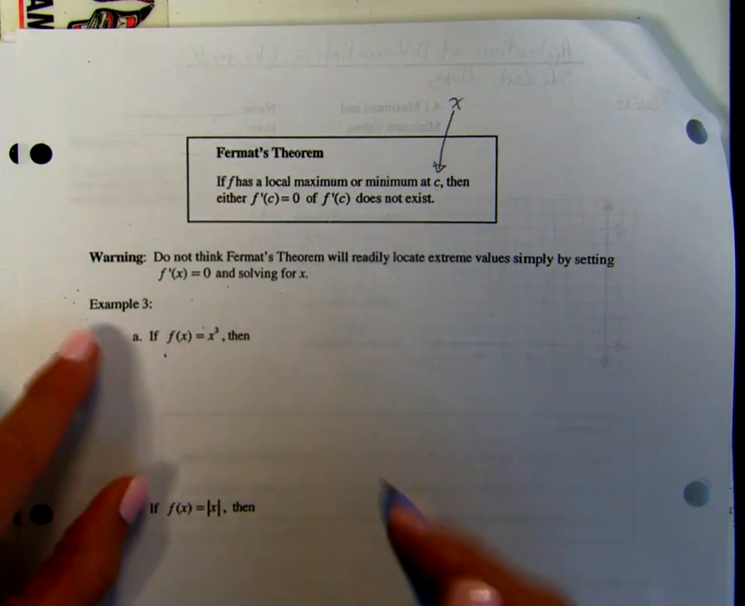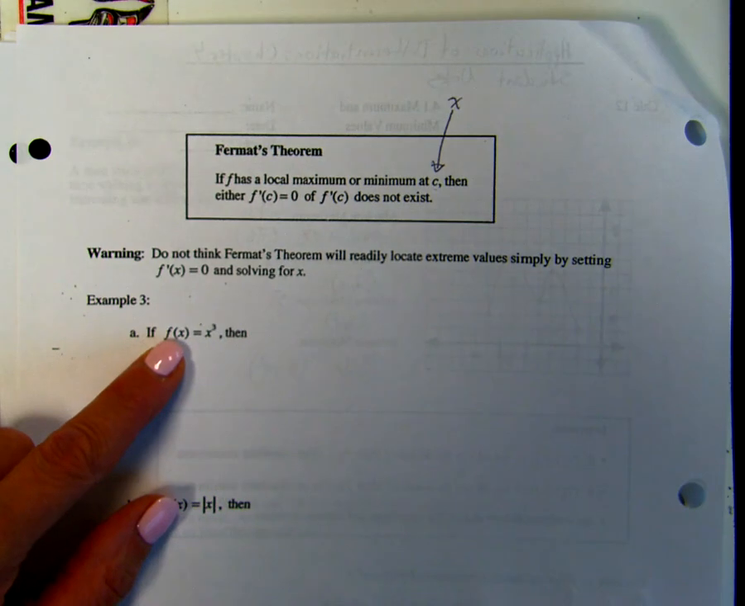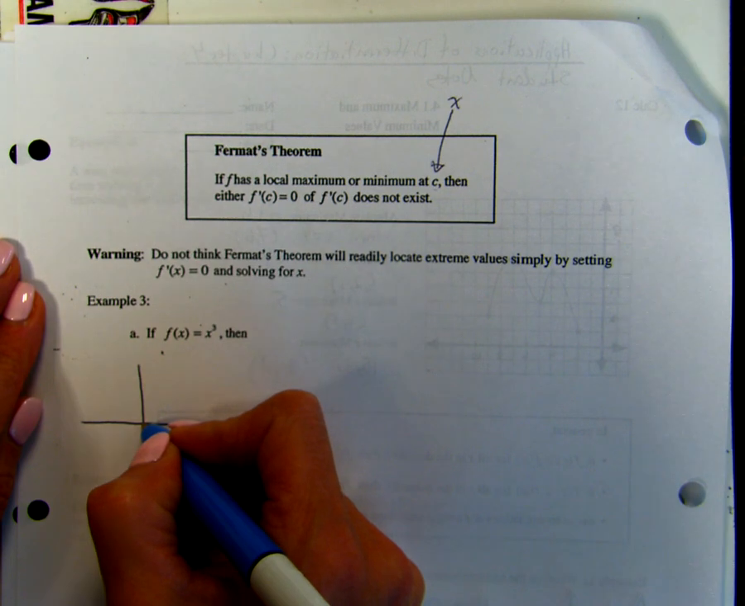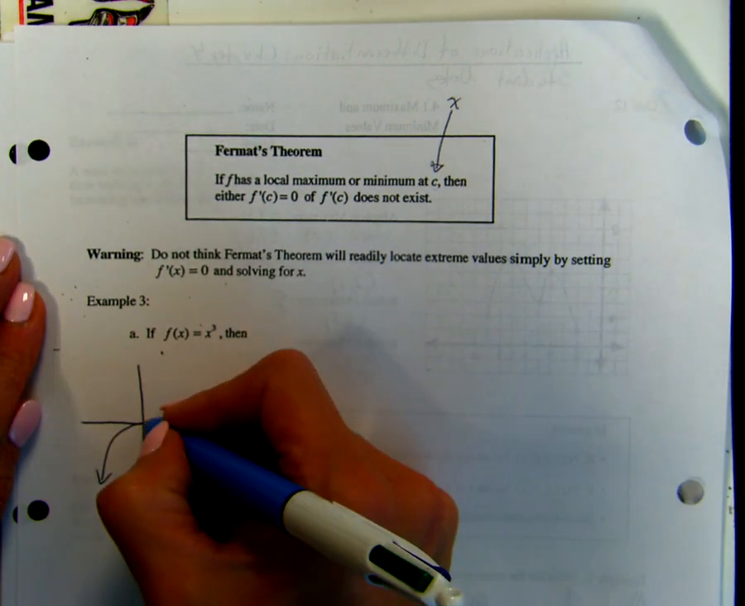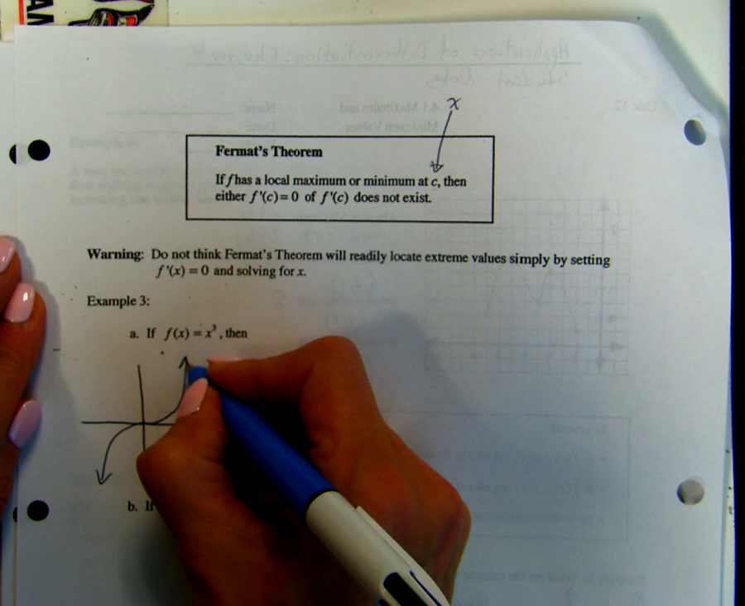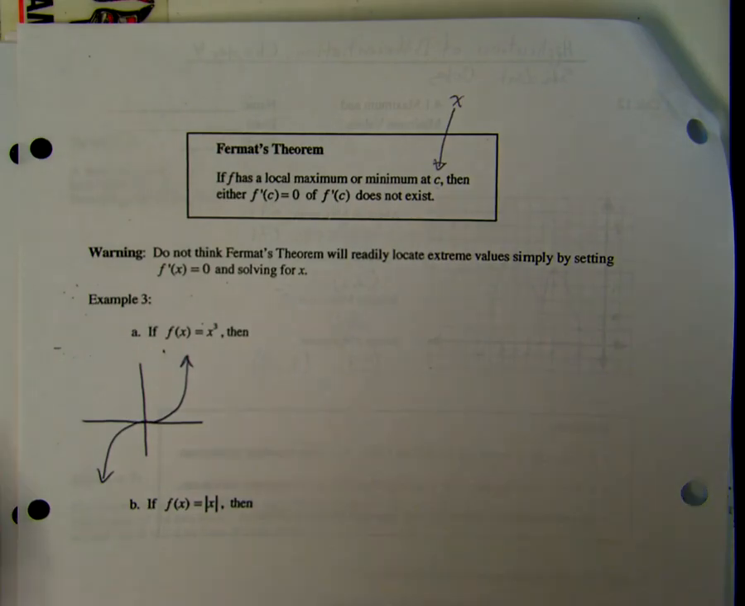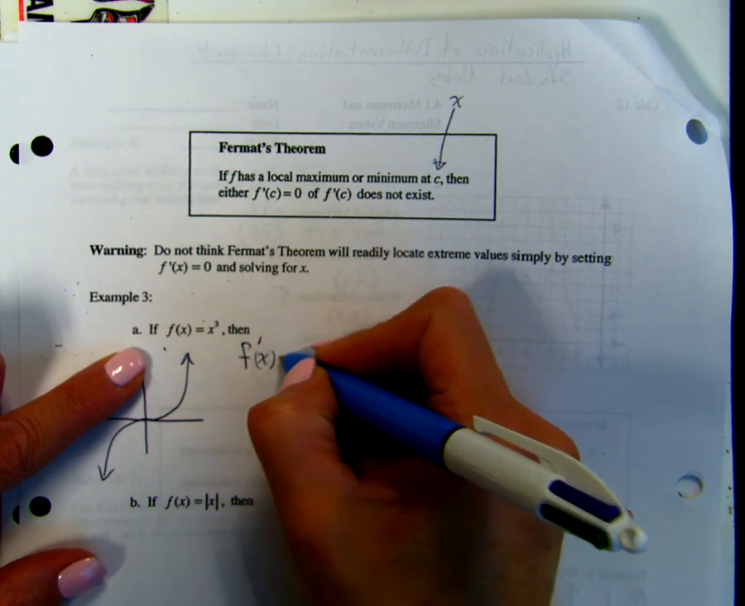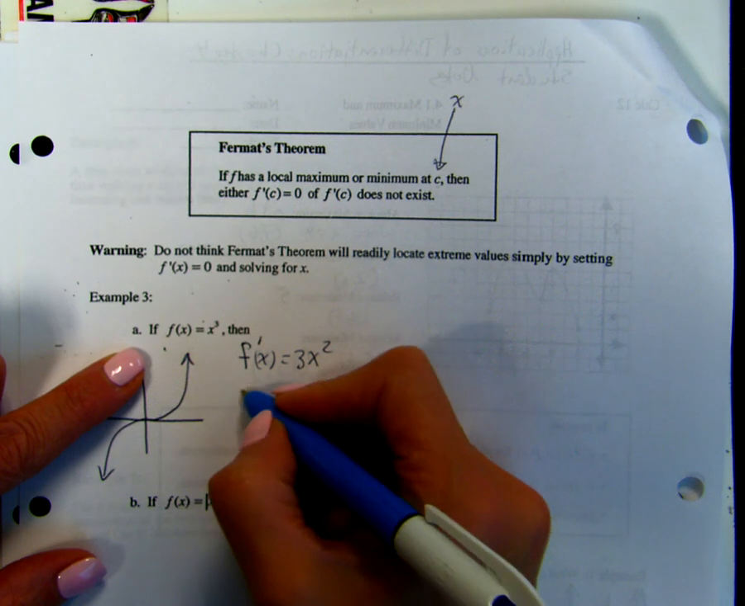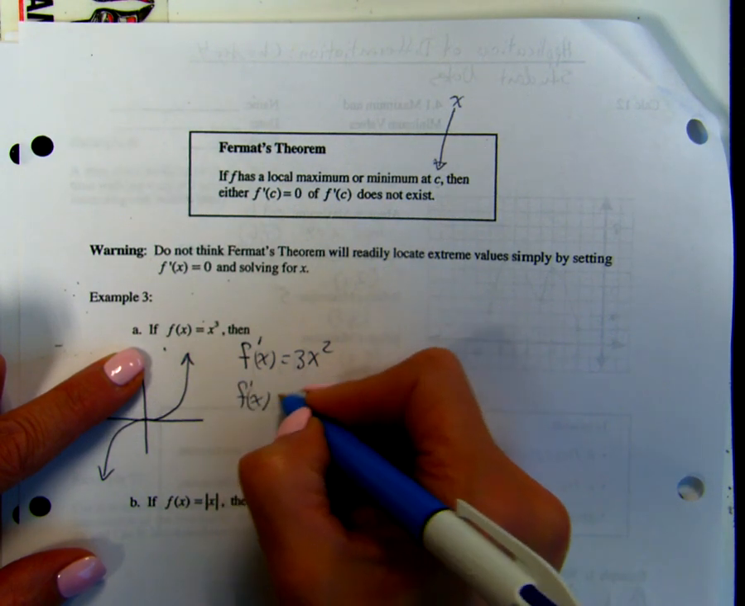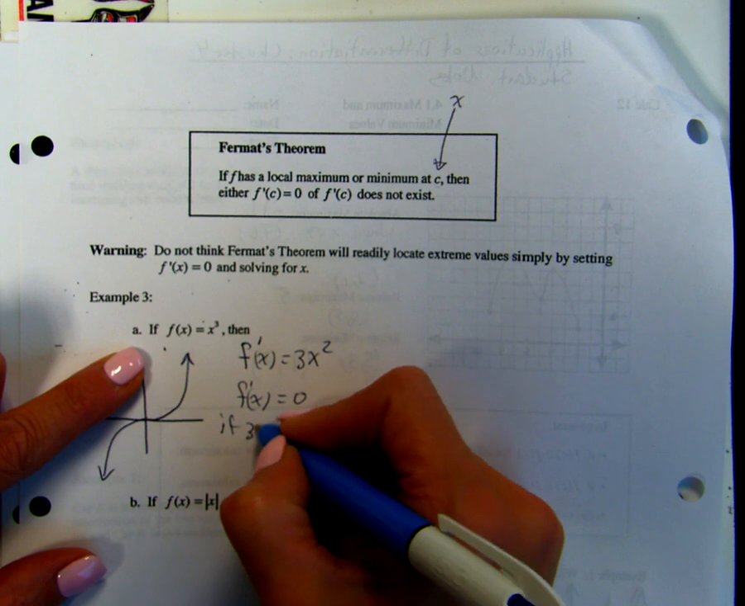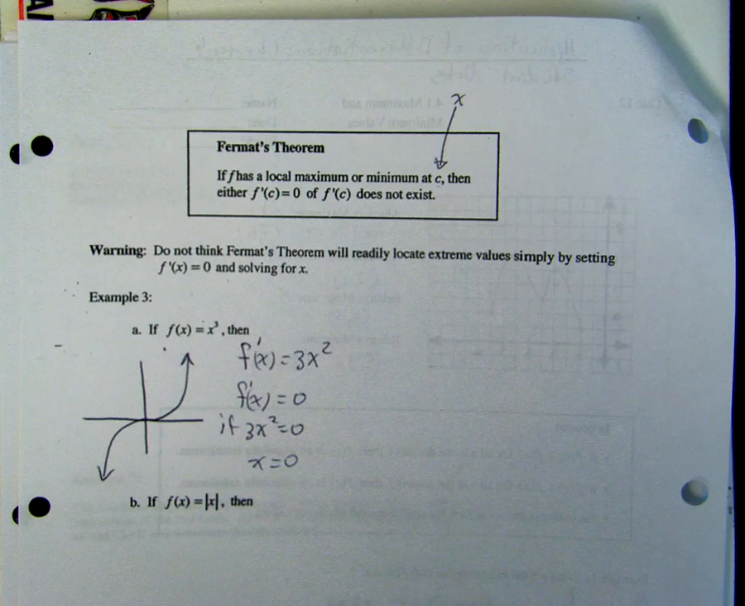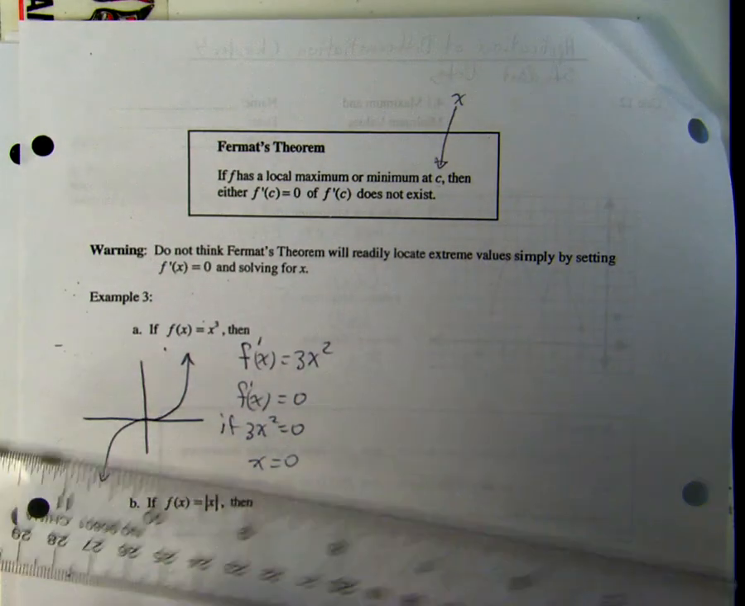So let's just look at a couple of examples. So if f at x is equal to x cubed, then this function, we all remember what this looks like? Remember the polynomial dance we had? Then what's the derivative? f prime at x would be 3x squared. And f prime at x would equal 0 if 3x squared was equal to 0, which means x was equal to 0.